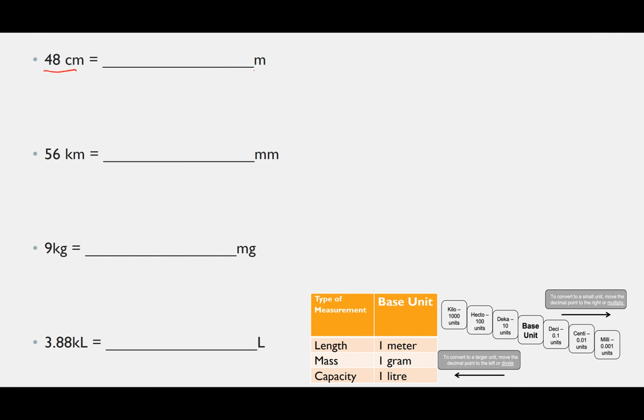48 centimeters to meters. We're starting at centimeters, and we're making our way to meters, which is our base unit. So we take the decimal, we move it over 1, 2 times. So 48. Decimal is here. We move it over 1, 2 times, which then gives us 0.48 meters.